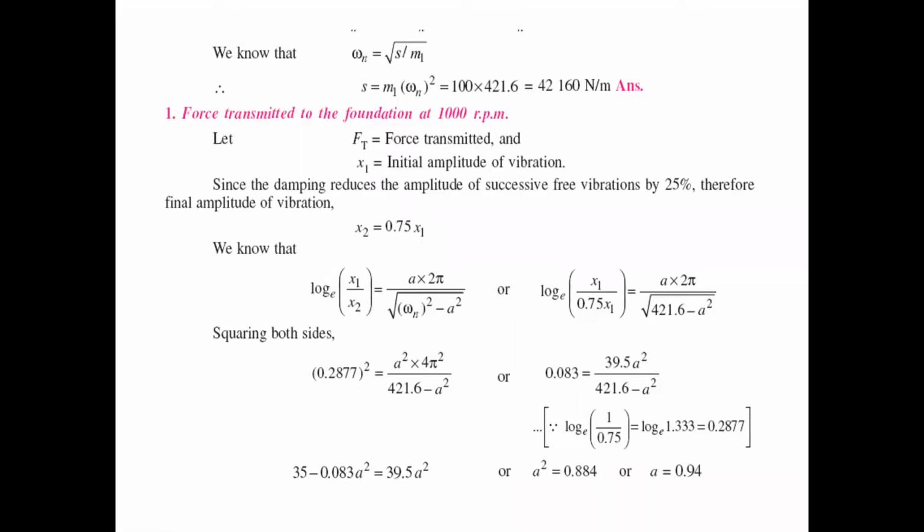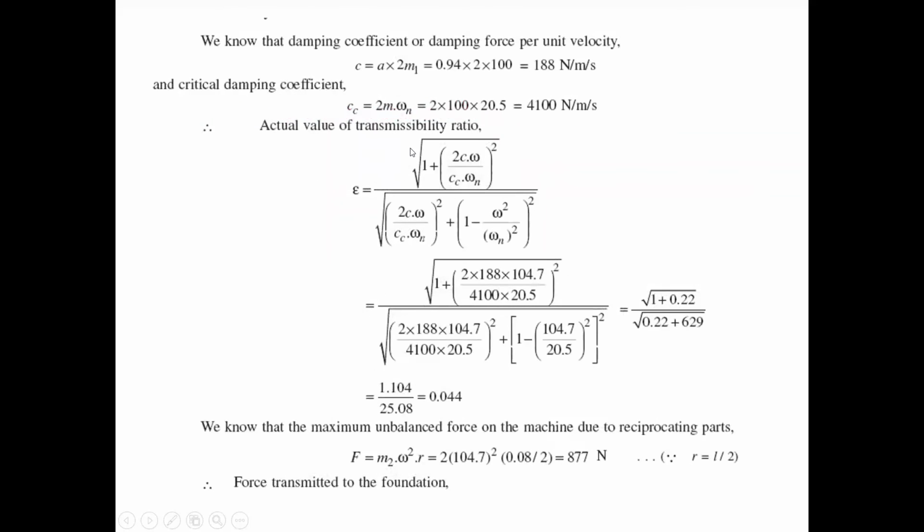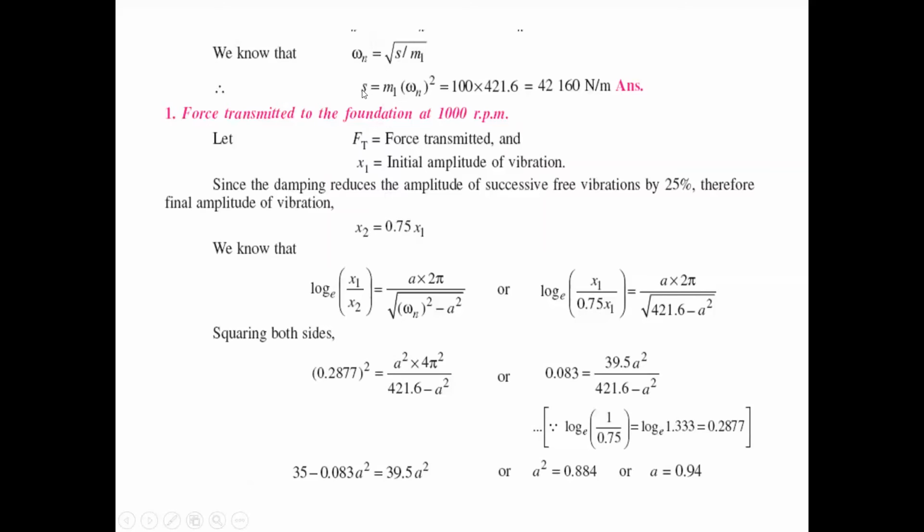And the second condition, when we use the damper, we have to reduce the amplitude by 25 percent. 25 percent of the amplitude of vibration has been reduced. That has been given, so just observe that. So s is also known, 42,160 Newton per meter.